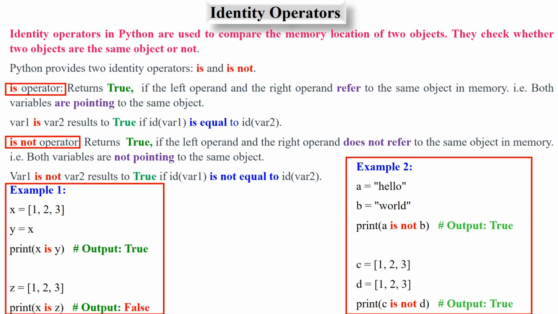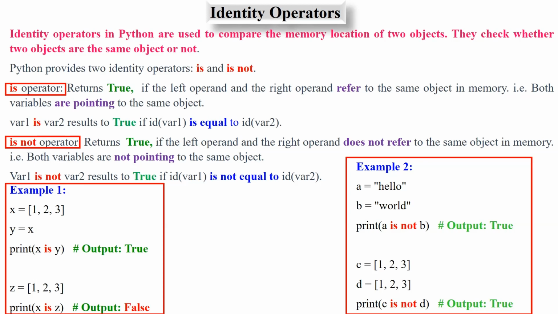var1 is var2 results to true if id of var1 is equal to id of var2. Second one, is not operator returns true if the left operand and the right operand do not refer to the same object in memory. That is, both variables are not pointing to the same object. var1 is not var2 results to true if id of var1 is not equal to id of var2.